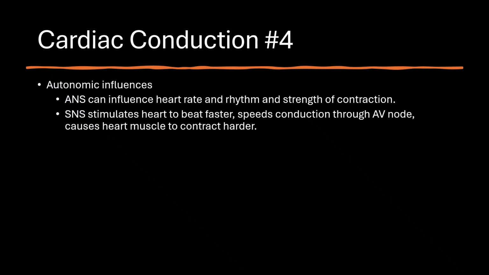The autonomic nervous system fine-tunes heart function. The sympathetic nervous system speeds up the heart, enhances AV node conduction, and increases contraction strength. For example, the sympathetic nervous system is like a gas pedal. It makes the heart beat faster, conduct impulses quicker, and contract harder. This helps in situations like during exercise or stress.